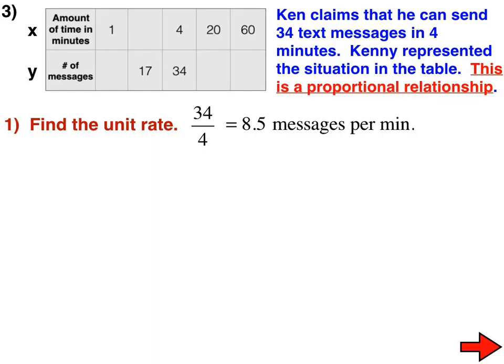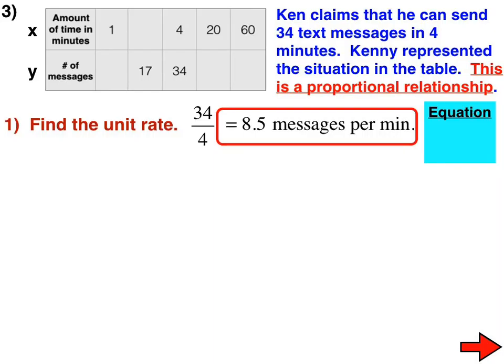8.5. Good. Dividing that gives you 8.5. So you can put that in your table. What would your equation be? Good. Y equals 8.5x. They gave us x and y this time, so you can use x and y. Now that we have the unit rate, the rest of that table should be easy.